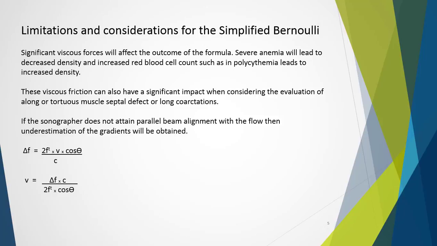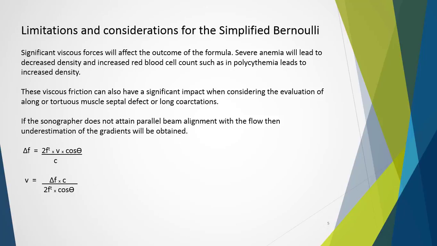Significant viscous forces will affect the outcome of the formula. Viscous friction we consider to be negligible and not play a part in the simplified equation. However, in cases where blood density changes, we should be wary. Severe anemia will lead to a decreased density, and increased red blood cell count such as in polycythemia leads to increased density. The error that arises from this can actually be significant, in the order of around 20%.